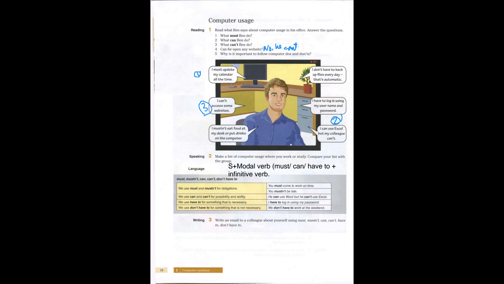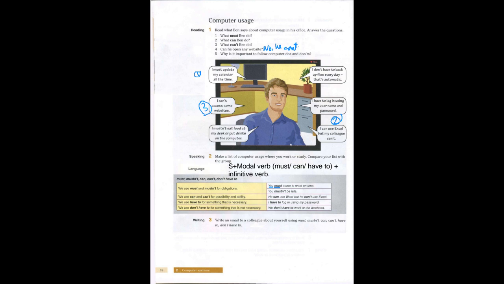And here we have example sentences. You must come to work on time. If you look at this sentence, you will find that you is the subject, must is the modal verb, and come is the verb in the infinitive. So come here is infinitive, with no additions, with no ed or s or ing. So you can use must or must not. You must not be late.